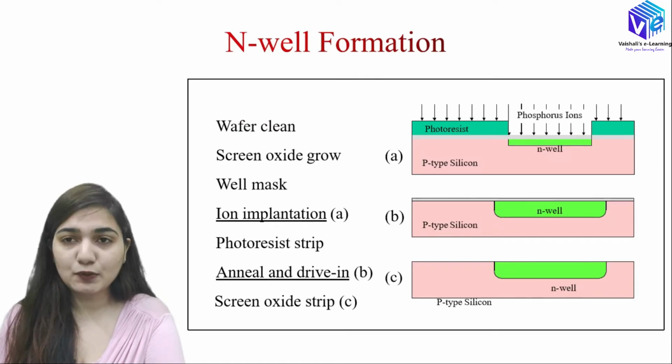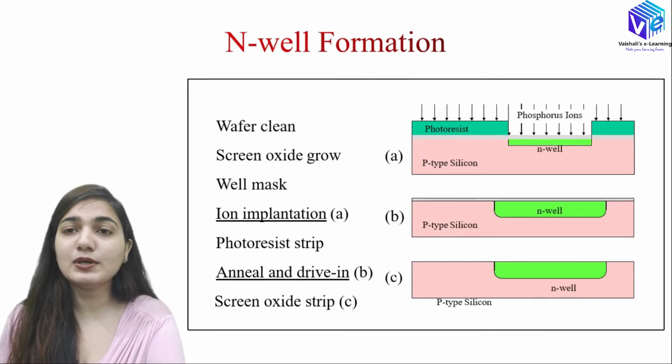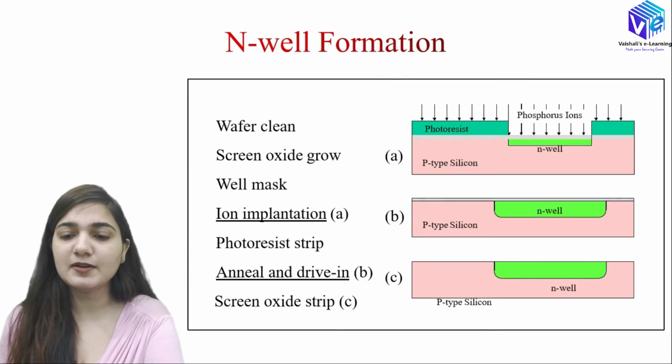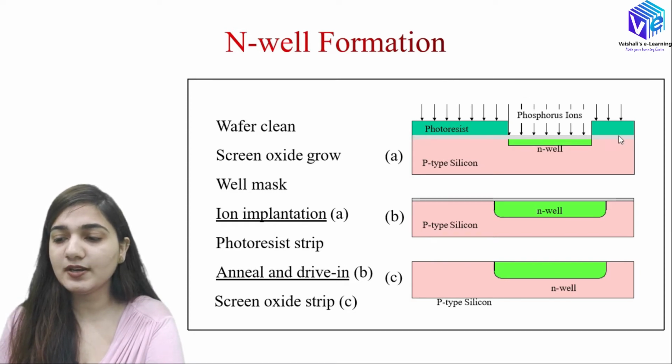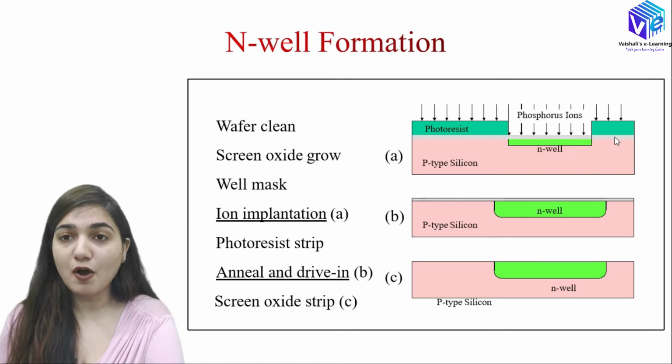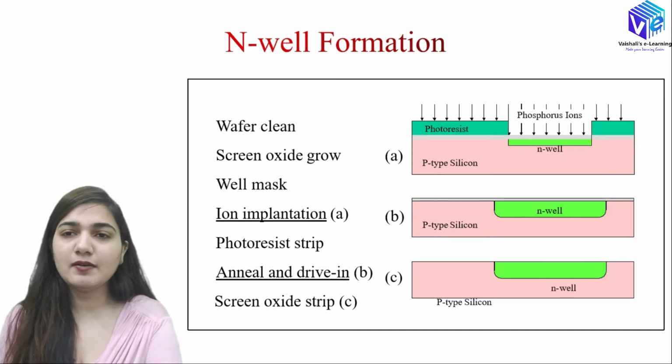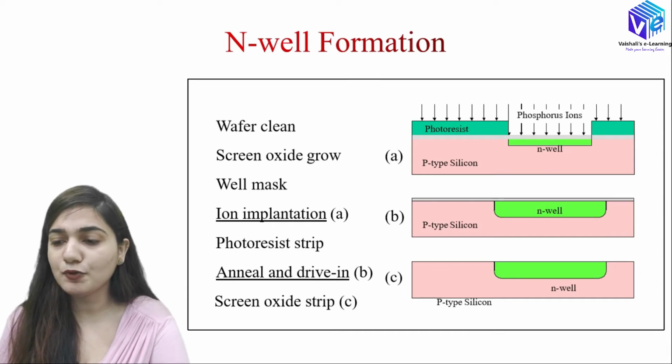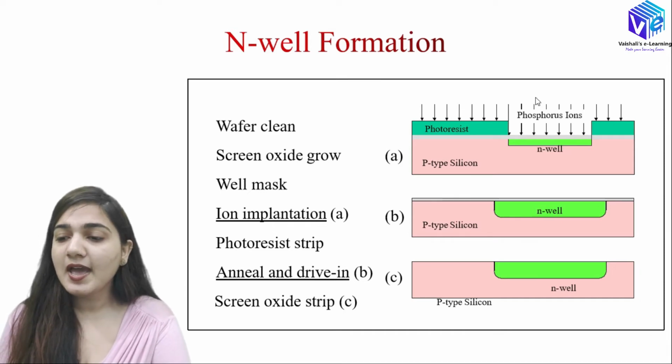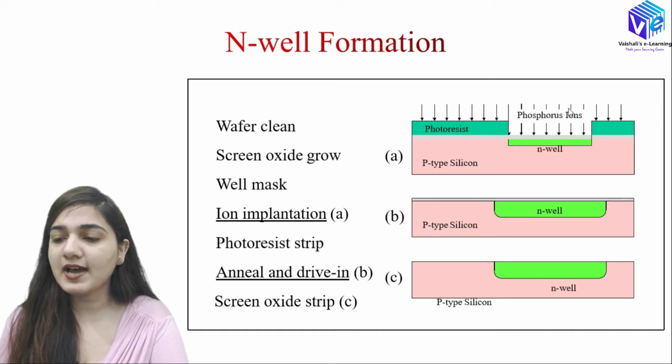So this is the pictorial representation. First of all, we are going to clean the wafer so that there would not be any contaminant particles on the wafer. After that we are going to have a screen oxide layer. So we have a very thin screen oxide layer over the wafer, and after that we are going to form a mask with the help of the photoresist, right? So with the help of photolithography, with the alignment and exposure process in the photolithography, we are going to make a mask. I hope you remember the photolithography process. And with the help of high energy phosphorus ions in the ion implantation process, we are going to form the N well over here. So this is the ion implantation process.